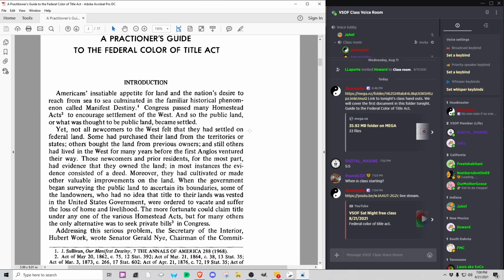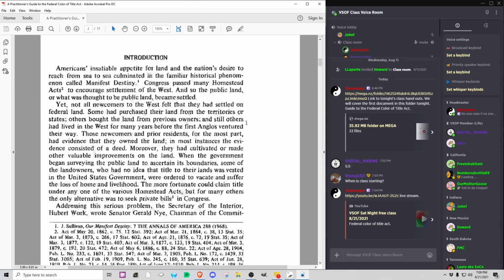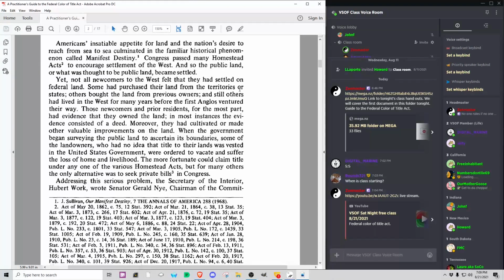Okay, and so the public land, or what was thought to be public land, became settled. To continue, yet not all newcomers to the West felt they had settled on federal land. Some had purchased their land from the territories or states. Notice that, lowercase s state. Others bought the land from previous owners, and still others had lived in the West for many years before the first Anglos ventured their way.